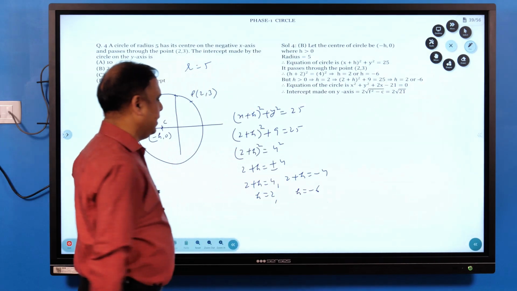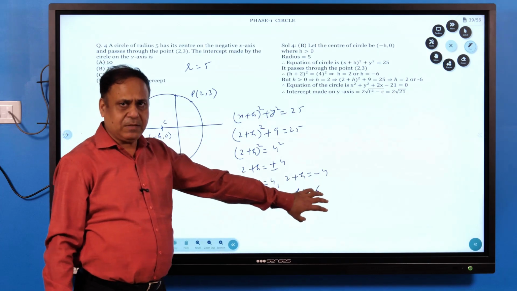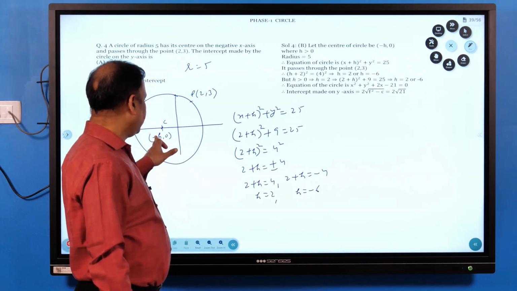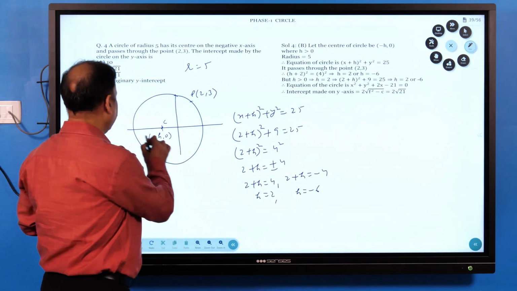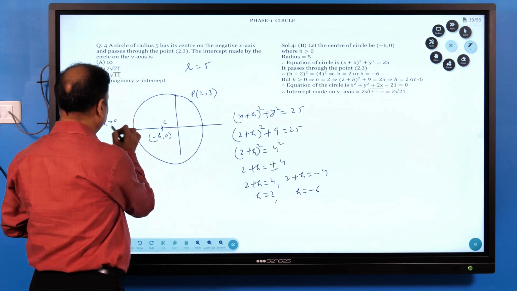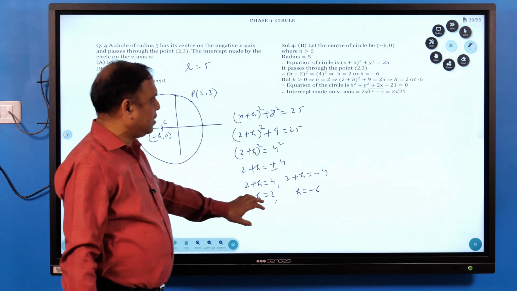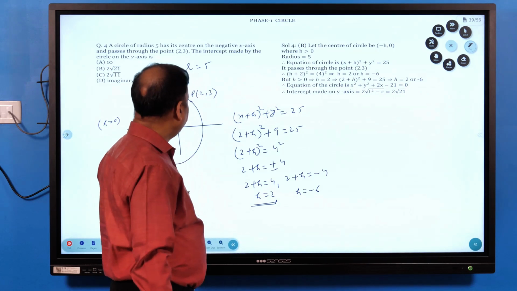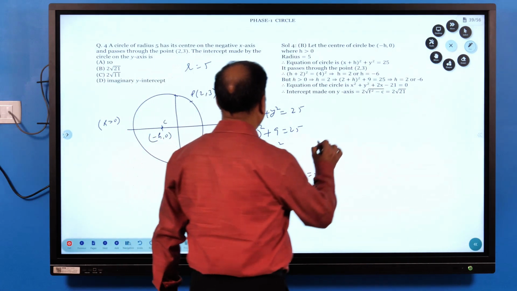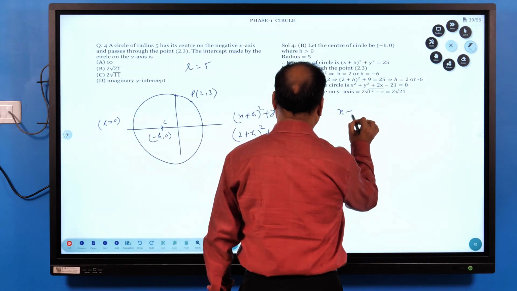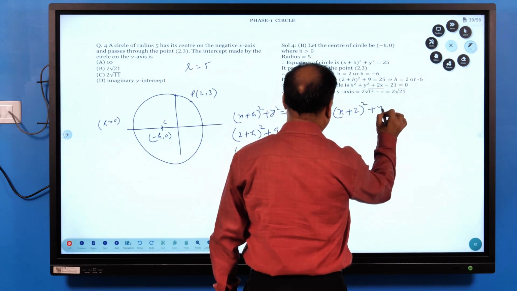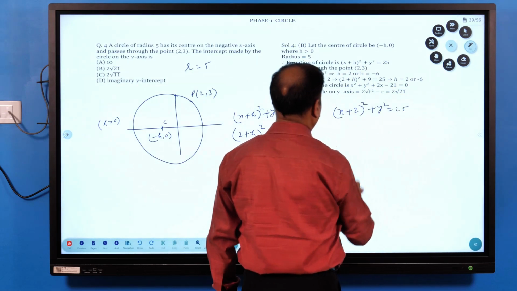Two possibilities are there. Now it is given it is on the negative side, so I will take h is equal to 2, because here I am considering h to be positive. So h is equal to 2. So the equation of the circle will be (x + 2) whole square plus y square is equal to 25.